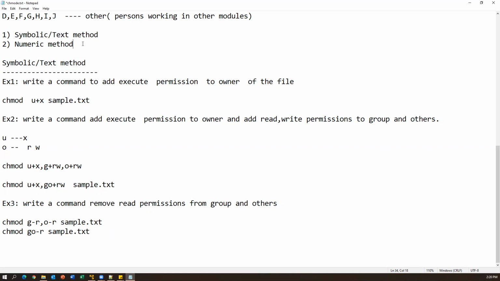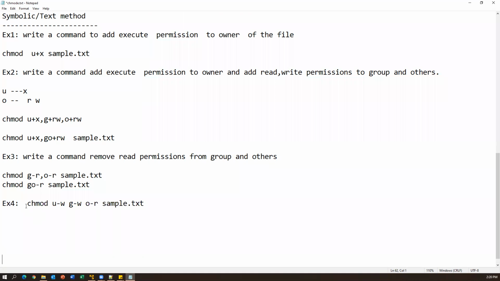We also have another method called the numeric method, and by using it we can also use the chmod command. But before that, let me show you a few more examples. Example 4. Chmod u-w,g-w,o-r sample.txt. We should give commas here.